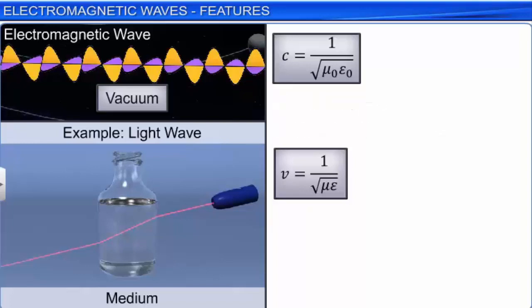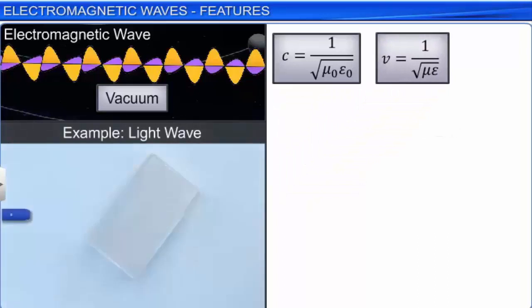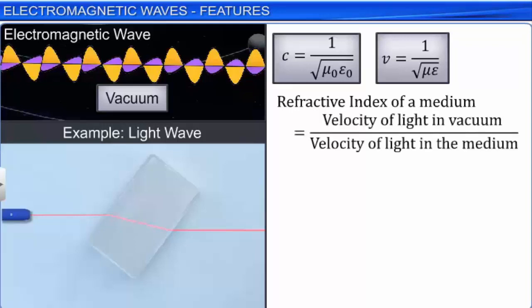When light travels from space into a medium, the light gets deviated from the original path. This deviation depends on the refractive index of the medium. Refractive index of a medium is defined as the ratio of velocity of light in vacuum or free space to the velocity of light in the medium.